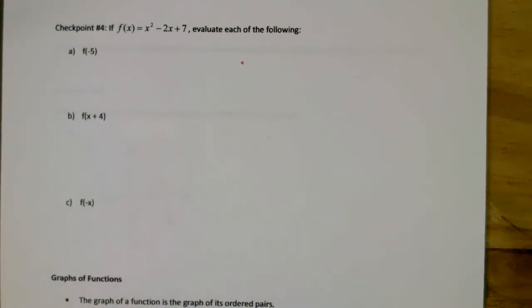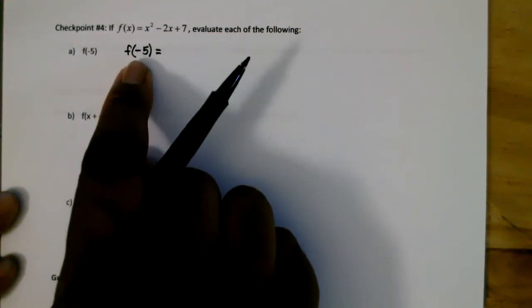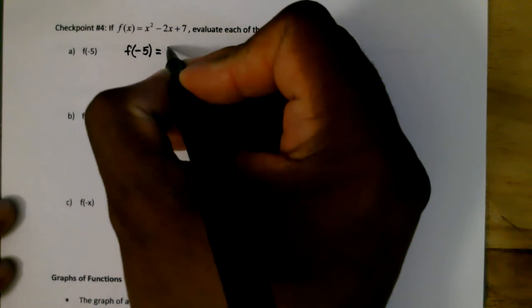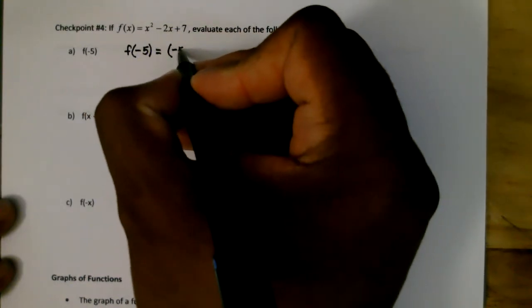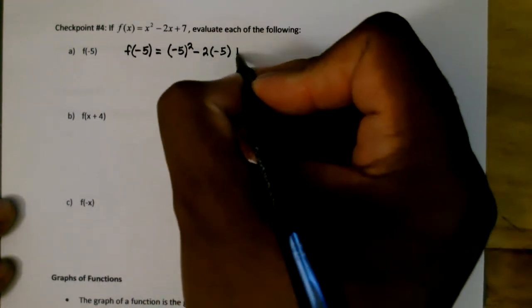Let's say f of x is equal to x squared minus 2x plus 7. And here we want to evaluate each of the following. Starting with, in part A, f of negative 5. So I'm starting out with a simple one, and then I'm going to progress to more difficult ones here. So that means x is negative 5. So for each x in the f of x function, we're going to substitute it with negative 5. So this will be equal to negative 5 squared, minus 2 times negative 5, plus 7.